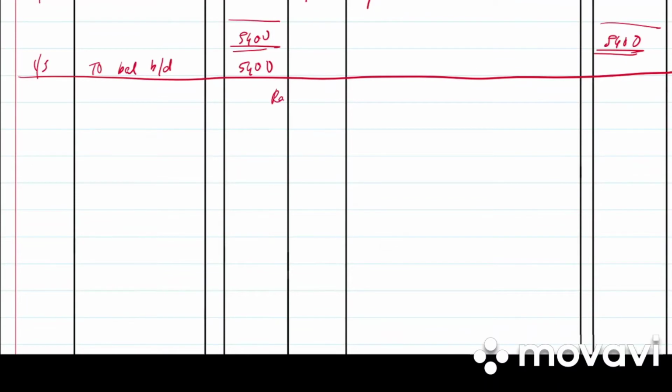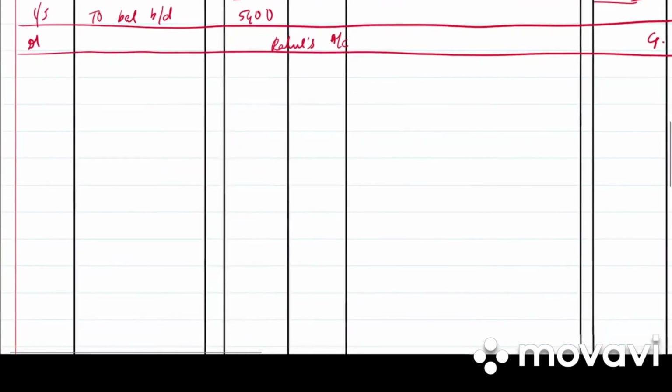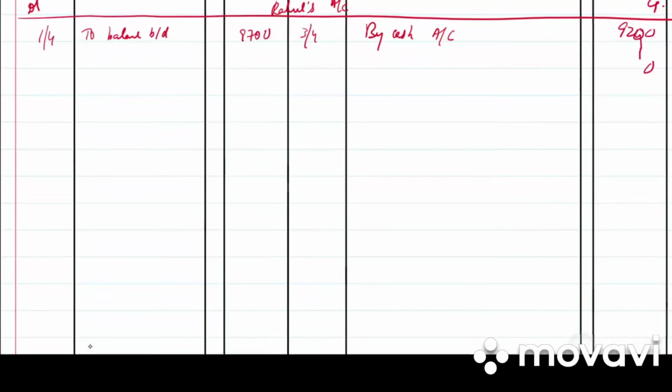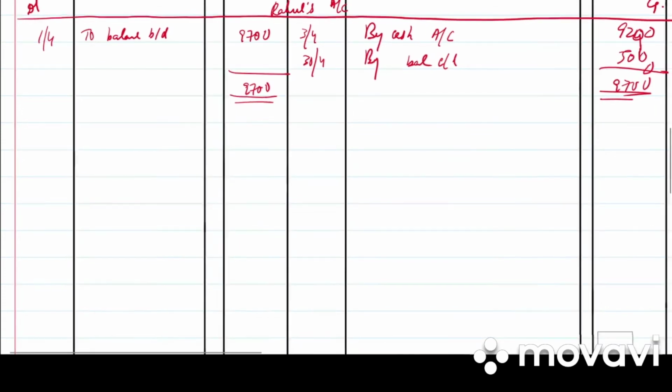Next we prepare Rahul's account. Again debit side, credit side. Draw the format. On 1st April we have balance. So to balance brought down 9,700. 3rd April we have by cash account 9,200. What's the total? 9,700 of debit side. So on 30th April by balance carried down 500. On 1st May we have to balance brought down 500.